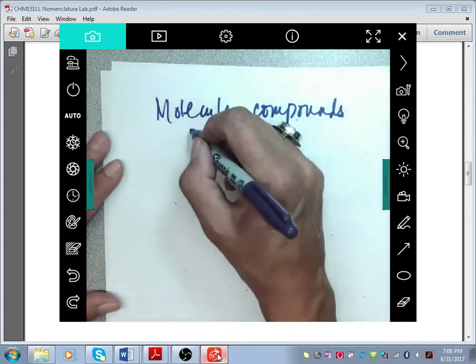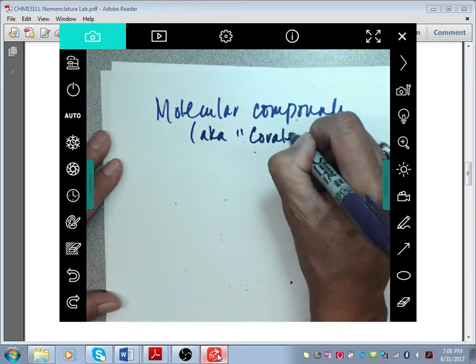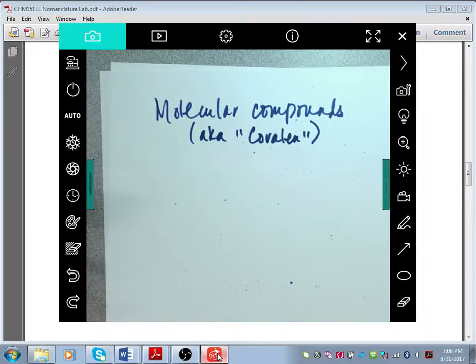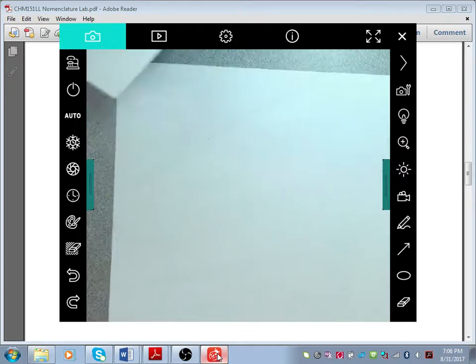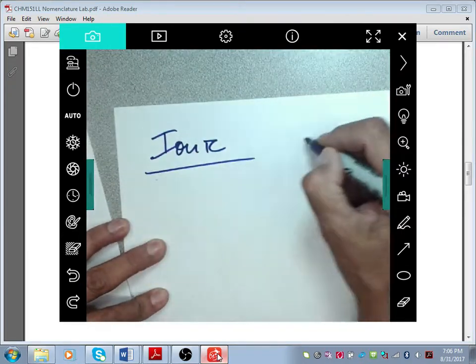Okay, molecular compounds are also known as covalent. And these are the things that are the true molecules, the things that can exist on their own. So they're not a repeating crystal structure like an ionic compound, right? Let's look at the structural differences between the two. We look at ionic versus covalent.